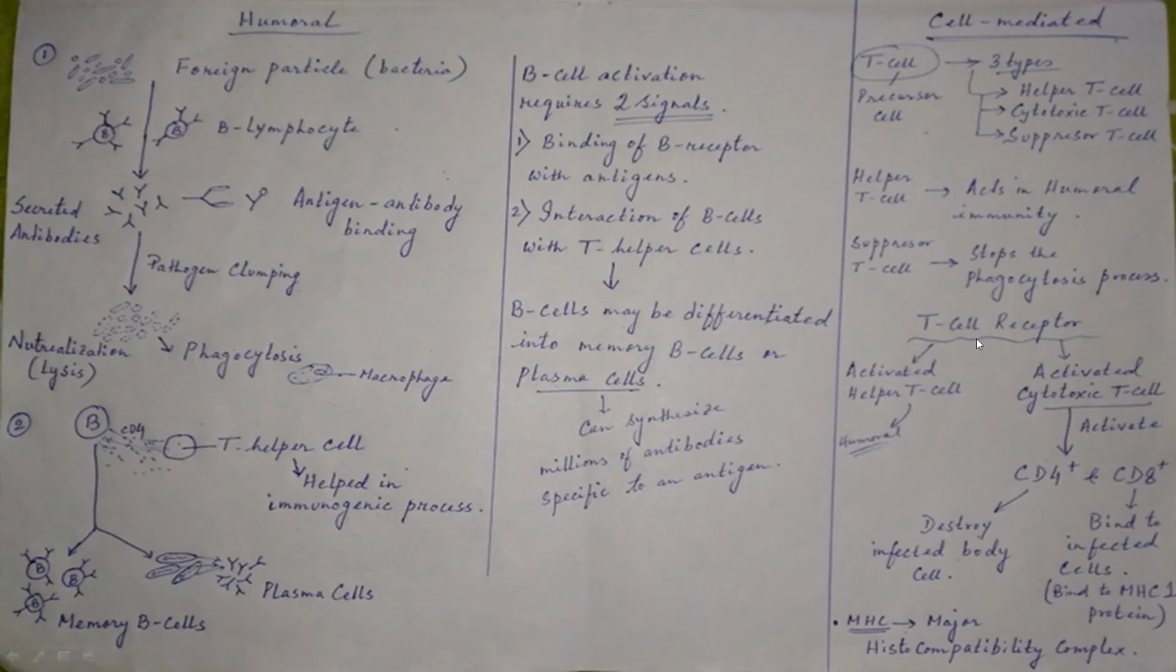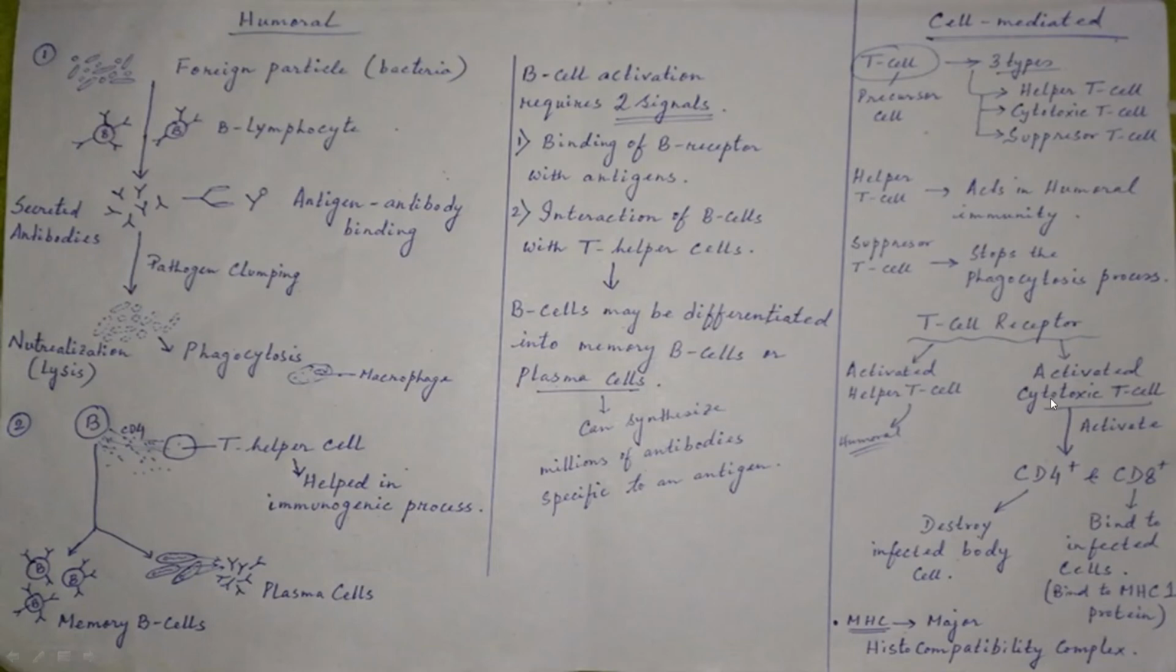Now T cell receptors are of two types: activated helper T cells and activated cytotoxic T cells. So the activated helper T cells are used in humoral immunity. Now, in cell-mediated immunity, the activated cytotoxic T cells actually play the role.